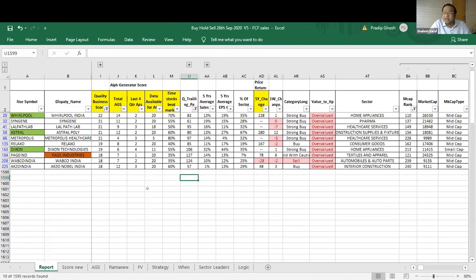हाँ, देखिए सबका QB स्कोर अच्छा है और सबका P अच्छा है. These are all fantastic companies. Whirlpool, Syngene, Lalpat Lab, Astral Poly, Metropolis, Relaxo, Dixon, Page, Wapco, Asco Nobel. मतलब ये इतनी बढ़िया कंपनीज हैं सब. All companies are so high क्योंकि इसका P इतना है. That means people are ready to pay a very high price because of the company's products. So मैं इसमें बहुत ध्यान देता हूँ, जब भी कोई भी कंपनी इस पे 20-30% नीचे सस्ता मिलता है ना, वो कंपनी पहले लेनी चाहिए.